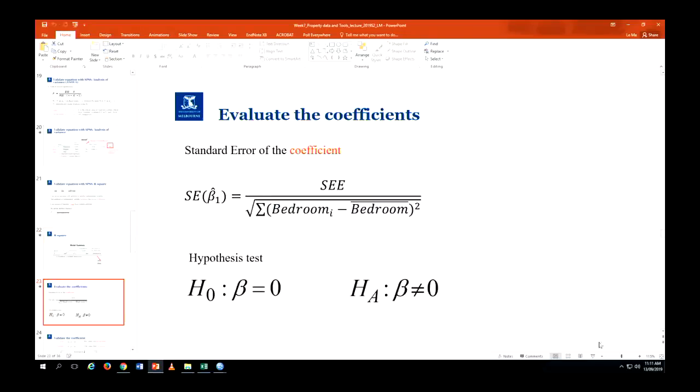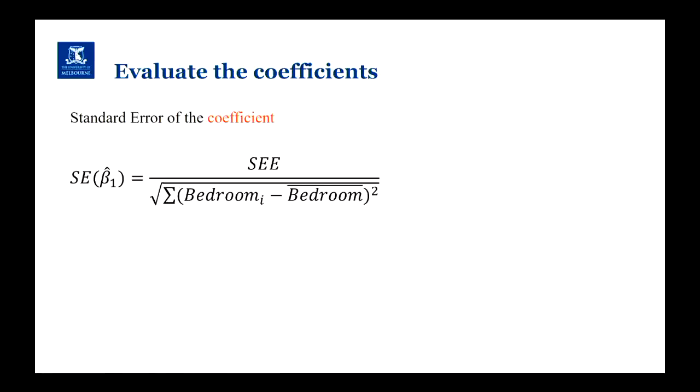So we use the R square and the F-test to validate the model as a whole, and we should also evaluate or validate the coefficients individually. For example, we can calculate the standard error of coefficient by using this function. That's the standard error of coefficient.